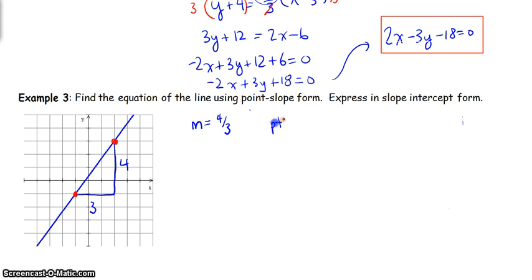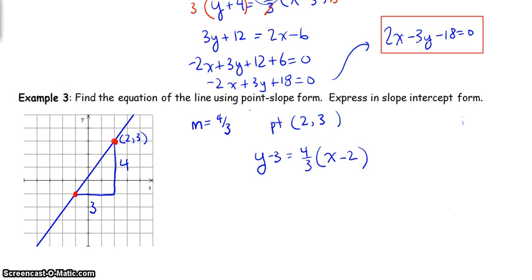Now I need a point. Any point. I have lots of options. These are the only two clear ones I see. I'd have to keep going over 3 up 4 to get a clear point. But let's choose 1, 2, 3 here. And everything would be the same. I would use y minus y equals 4/3 x minus x.